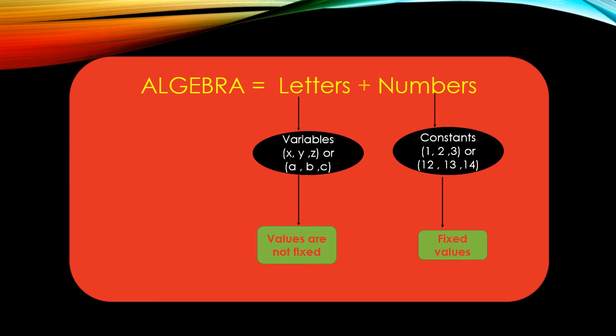Now, algebra is a combination of letters and numbers. Letters are variables such as x, y, z, a, b, c, l, m, n, and their values are not fixed. They can take any value. And constants are numbers like 1, 2, 3, 4, 5, 6, 9, 10, 11. Their values are fixed. They cannot change.